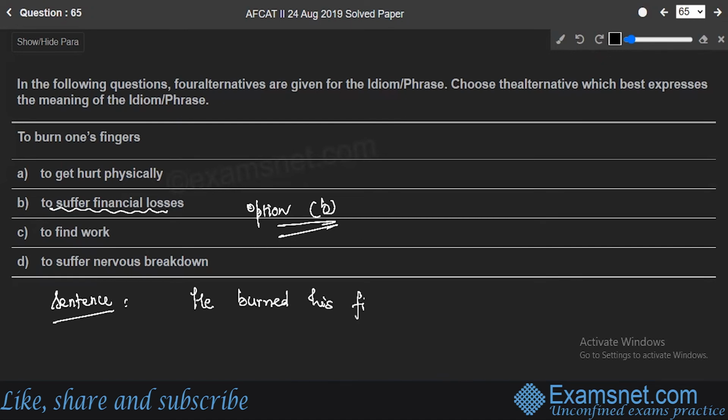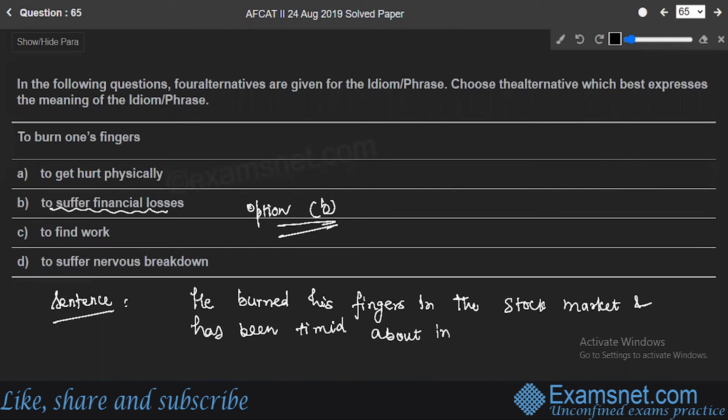He burned his fingers in the stock market and has been timid about investing ever since. Hope this is clear. Let's move to the next question.